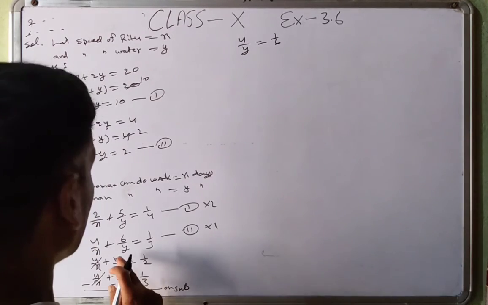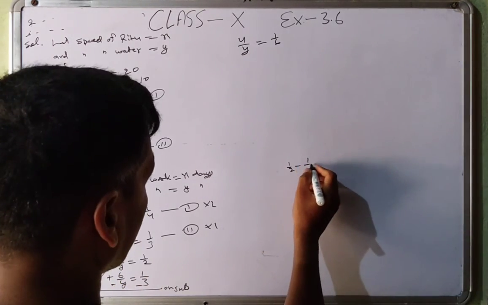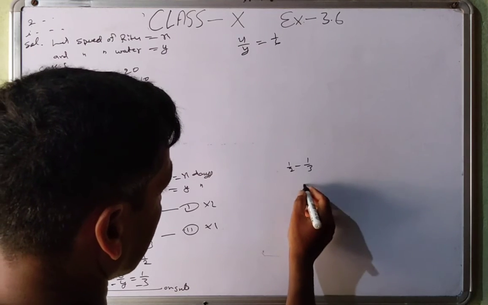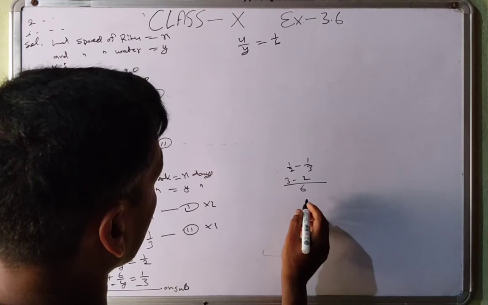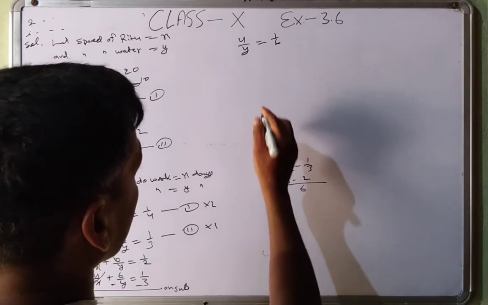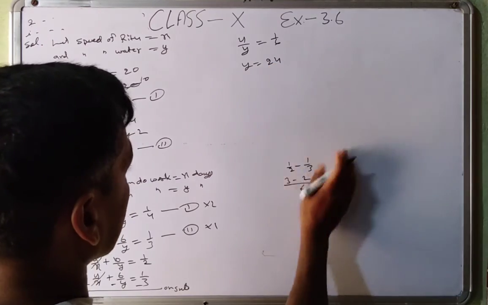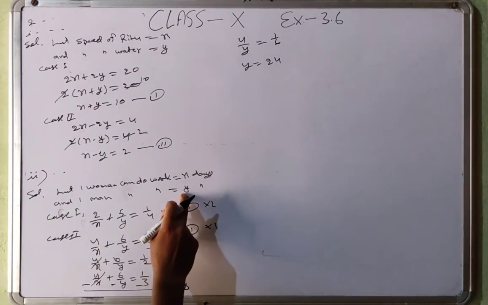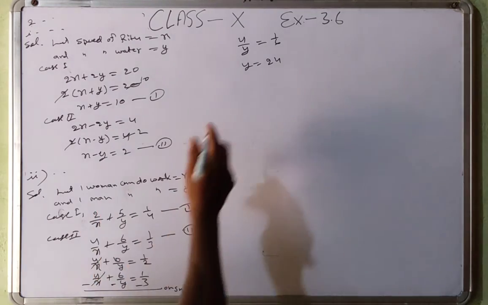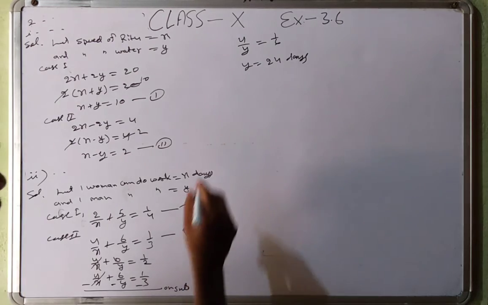Again see that 10 minus 6 is equal to 4. 1 upon 2 minus 1 upon 3, 6 is the LCM, 3 ones are 3, 2 ones are 2. So 4 upon y is 1 upon 6, so y is equal to 6 fours are 24 days. It means y is the value for man, so a man can do the work in 24 days.